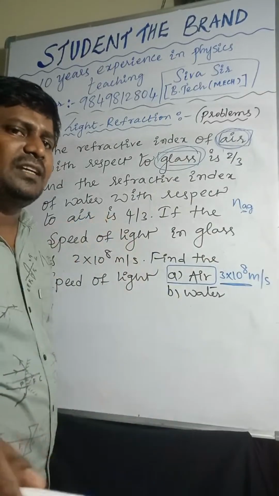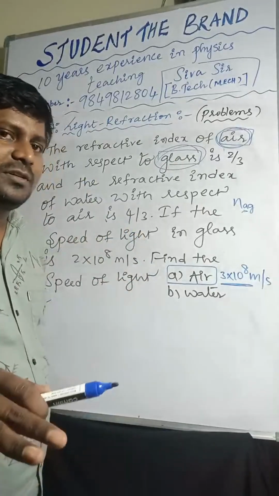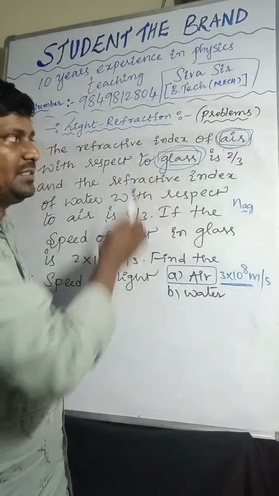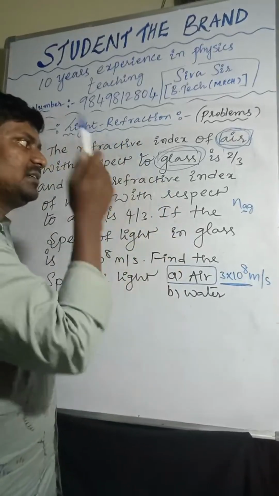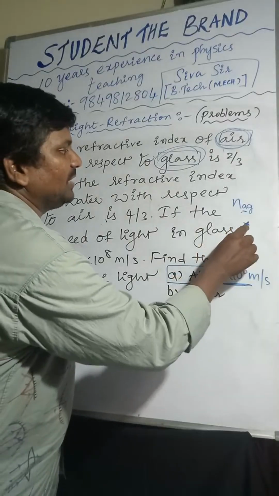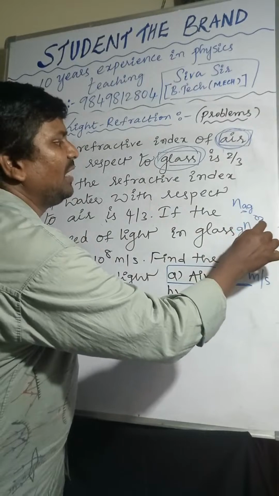You check any book, any textbook, any reference book. The medium which is coming first, write it first. The medium which is coming next, write next. That's enough. Now we can also take A and G. Simple way, easy way.